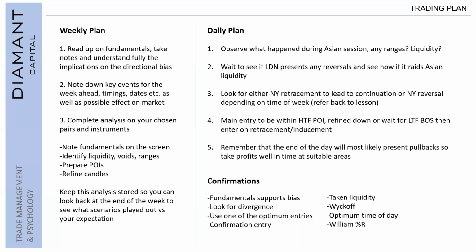Fundamentals supports bias. That's the first main one. Then, if I get to points of interest, I can look for divergences. Some of my optimum entries. So these are the diagrams that I drew up before and what I like to see in terms of price action. A confirmation entry links to that optimum entry as well.